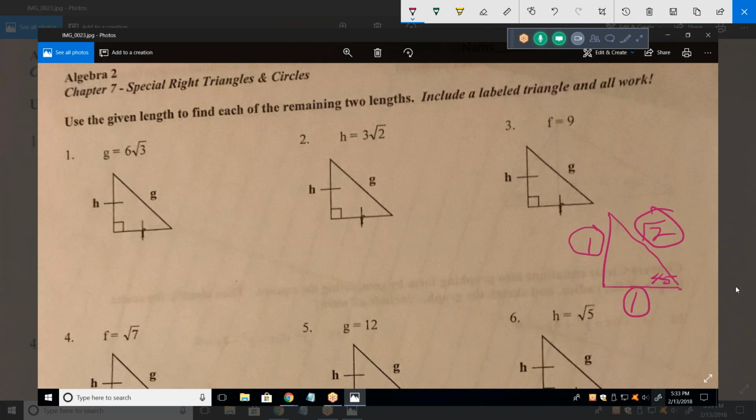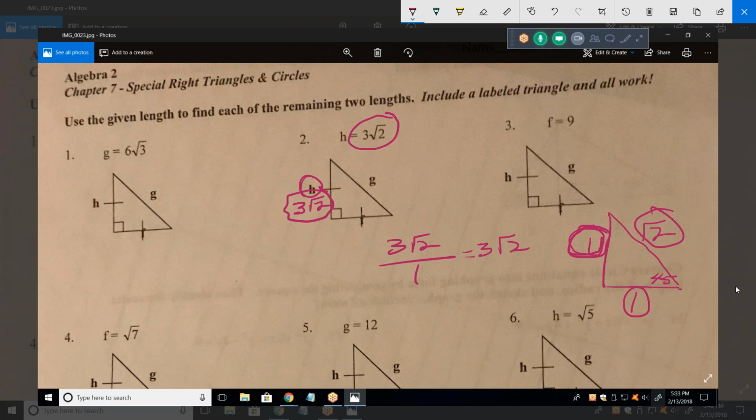Okay? So for number 2, what is our scale factor? That is always the first thing. Remember, you take the bigger and you divide by the same side. In this case, they're giving us h, that right there. Okay, so this side is 3 root 2. So we get the scale factor by taking the bigger, 3 root 2, and dividing it by the smaller, 1. So the scale factor is just 3 root 2.